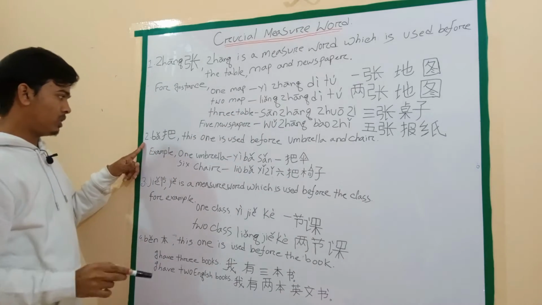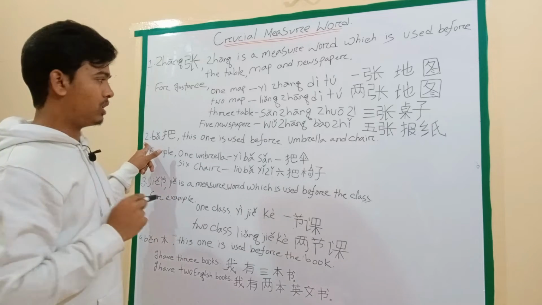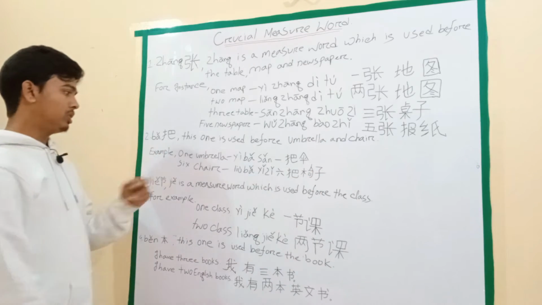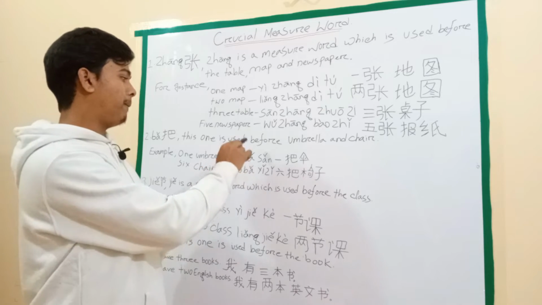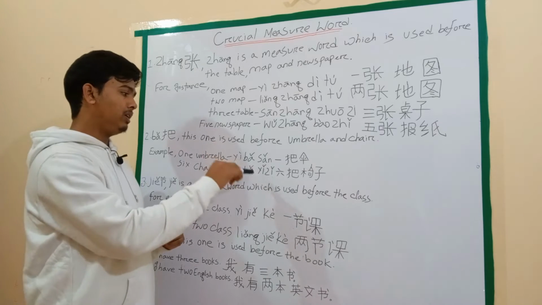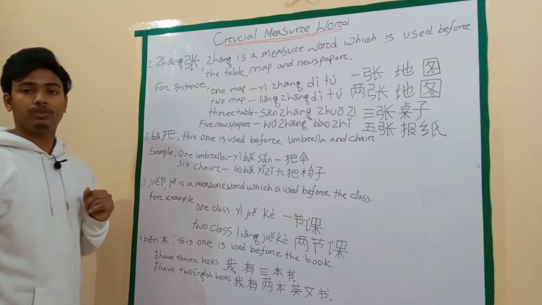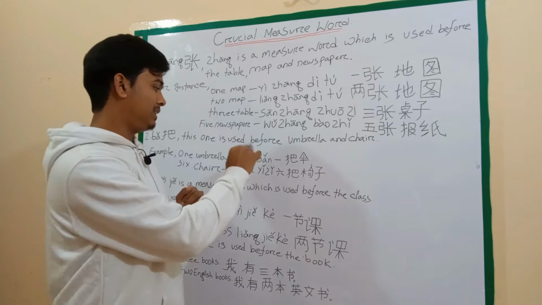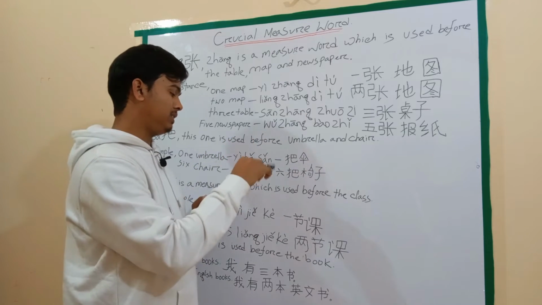Here is another measure word which is called Ba. Ba is a measure word which is used for umbrella and chair. So how would you say two umbrellas? 两把伞. One umbrella, 一把伞. How to say six chairs? 六把椅子.